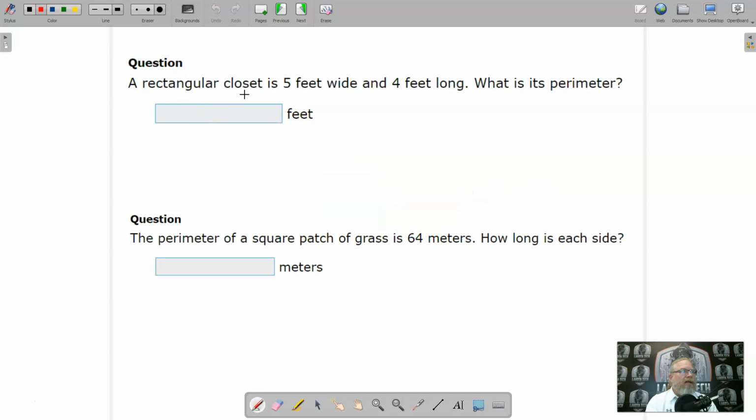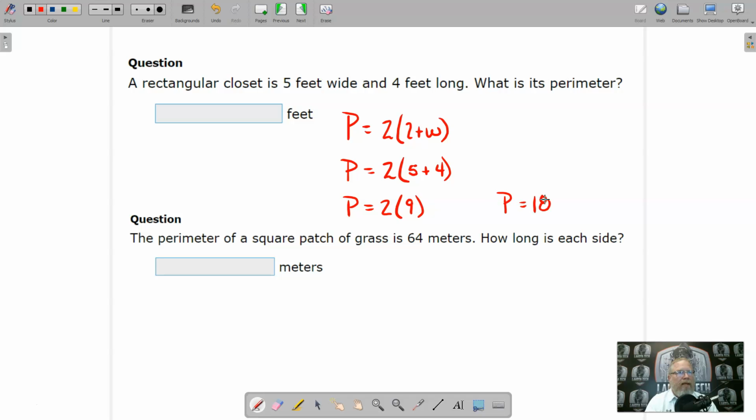Next question, a rectangle closet is 5 feet wide, 4 feet long. What is its perimeter? So instead of drawing a picture, let's go with perimeter is equal to 2 times the quantity of the length plus the width. Now let's just substitute in our values. We want to know what P is. 2 times, in this case, length is 5 and width is 4. So we end up with perimeter is equal to 2 times 9, and therefore P equals 18.